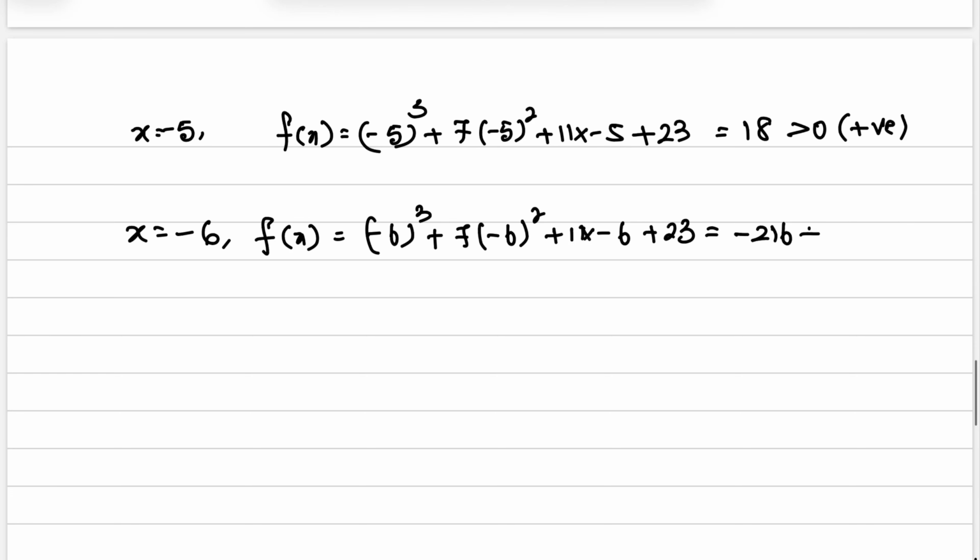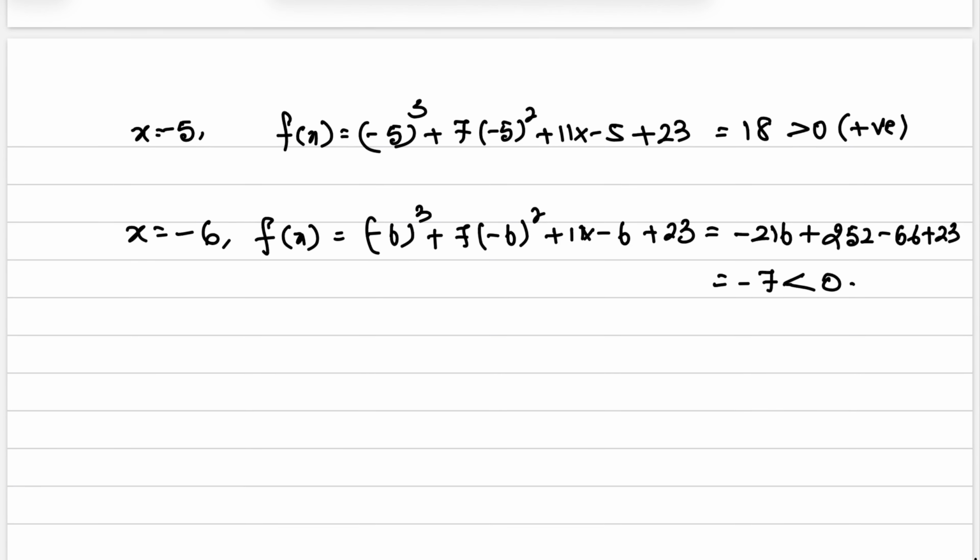Minus 216 plus 7 into 36. 6 square is 36, that is positive because it is a square, 252. Minus 11 into 6 is minus 66, plus 23. What will be its value? Minus 216 plus 252 minus 66 plus 23. This is equal to minus 7. This is less than 0.